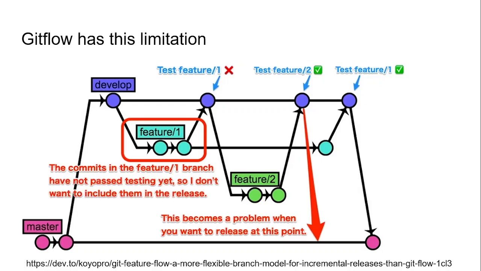But Git Flow has an important limitation. The commits in the feature 1 branch have not passed the test yet. As you see, at first it didn't pass the test. So I don't want to include this code in my release. This becomes a problem when you want to release at this point. Imagine that the customer asks me, okay, the final release date is this, but today I want you to release whatever is functional.